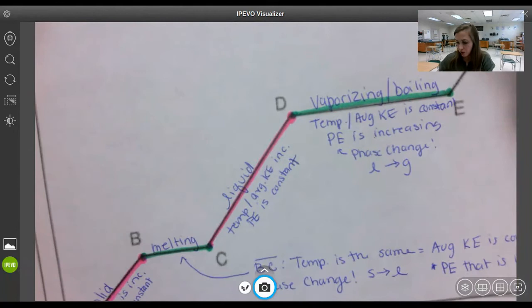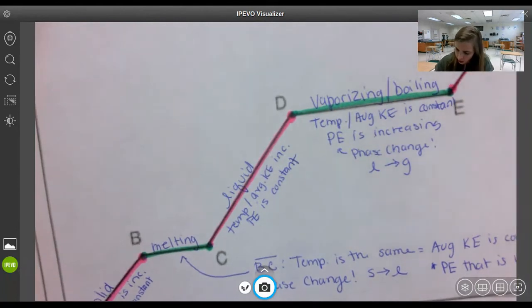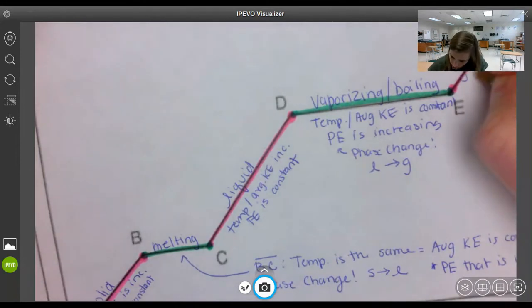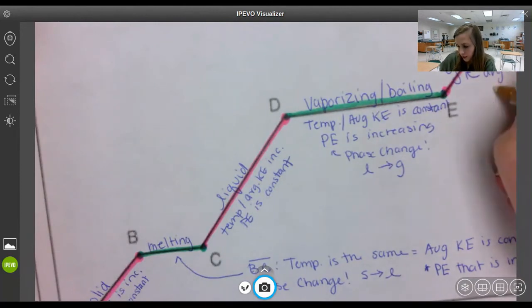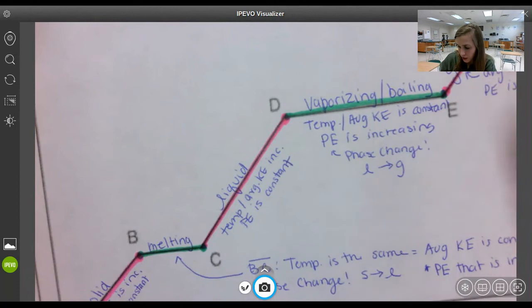And then finally, once we've reached point E, the line segment keeps going up to F. That means we are fully in the gas phase. And the same things apply as the solid and the liquid. Your average kinetic energy is increasing. Potential energy, because there's no phase change, is just constant.